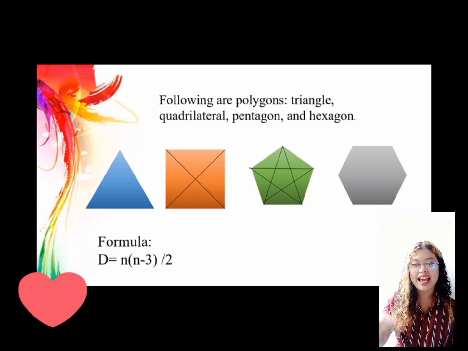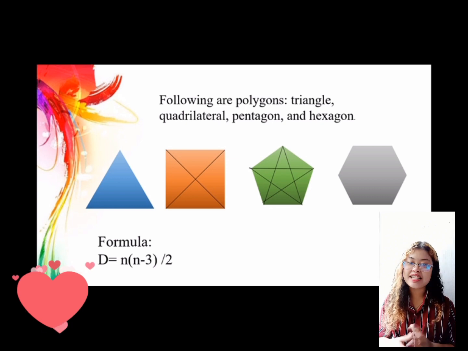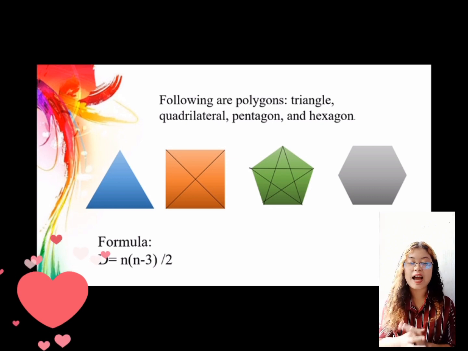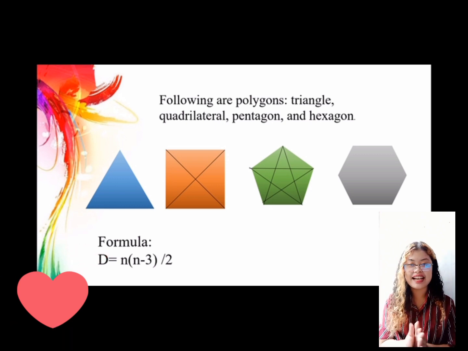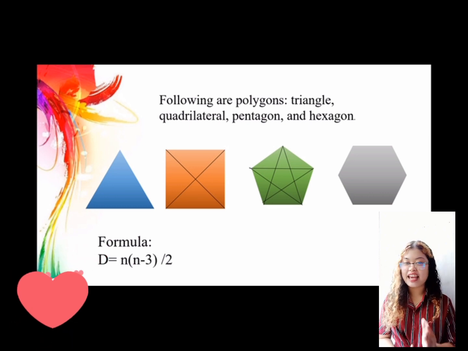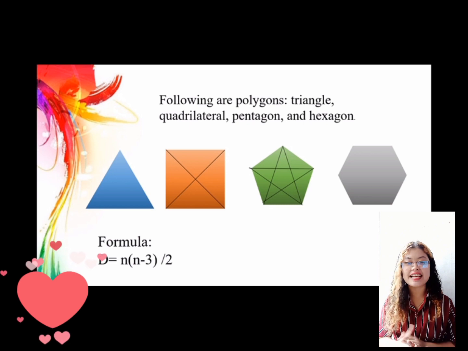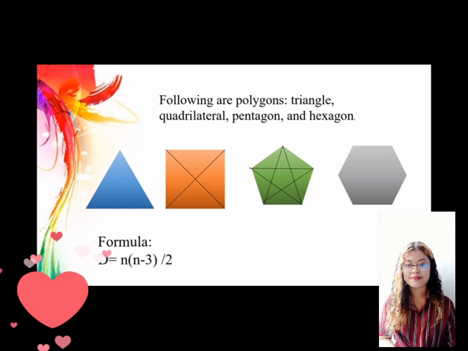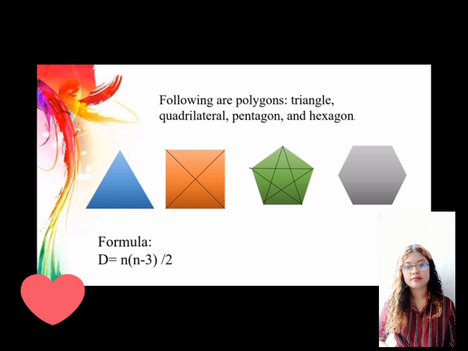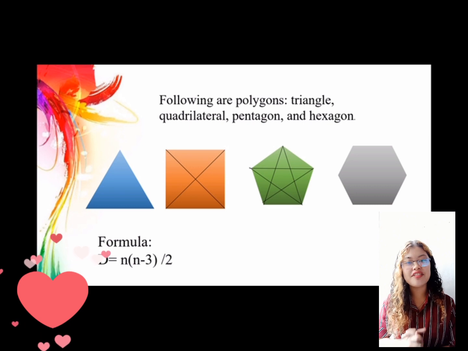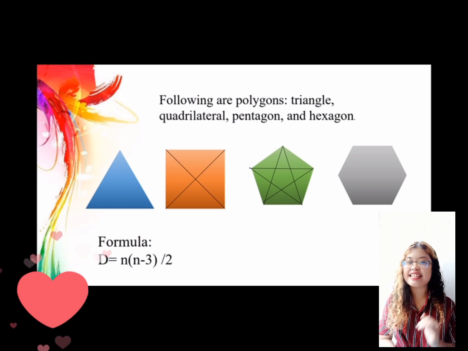So we have here a hexagon. When we say hexagon, it has 6 corners or 6 angles. Now, let me ask you, how many diagonals does a hexagon have? Do you have an idea? Again, I'll give you 10 seconds to answer. Time's up! Yes, you are right. There are 9 diagonals in a hexagon.